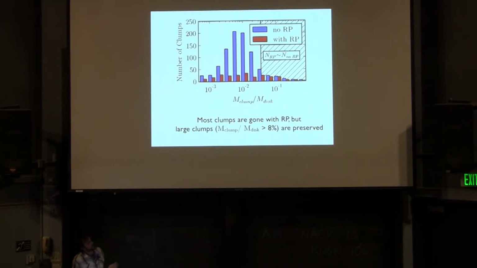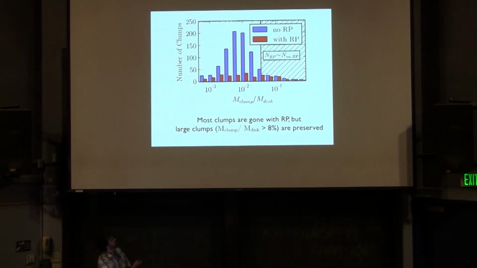Let's try and differentiate between clumps that are big and clumps that are small. The way we're going to do this is by taking the clump mass and normalizing it to the mass of the disk. That's exactly what the x-axis is here: the clump mass divided by the mass of the disk. Blue, again, is no RP. Red is with radiation pressure. And you see what I've been telling you for the last few slides, that when you have no radiation pressure, you have dramatically more clumps.